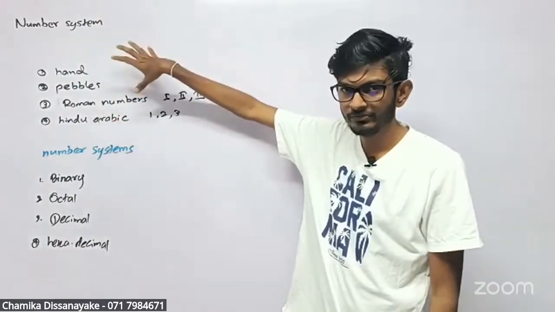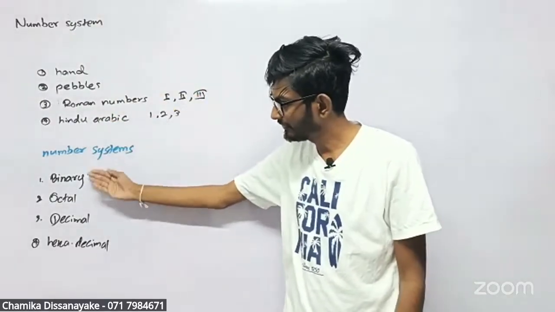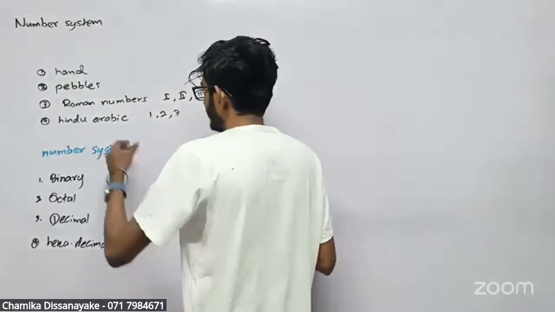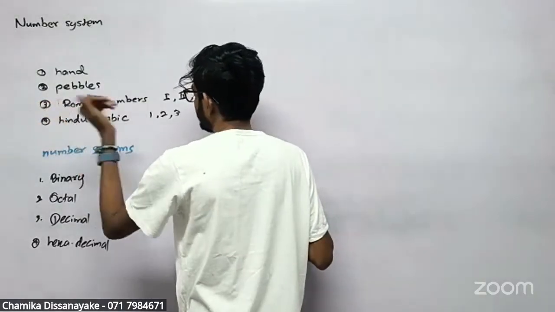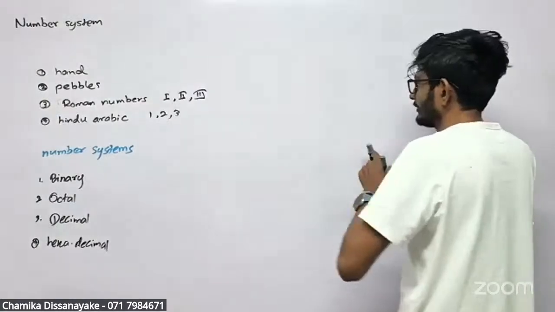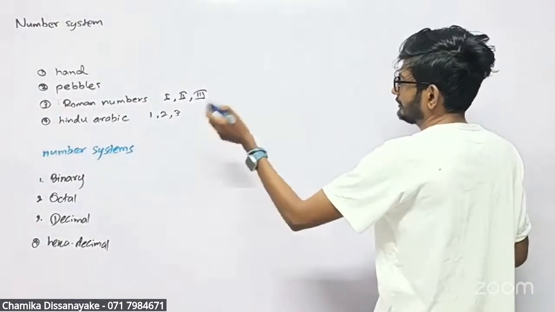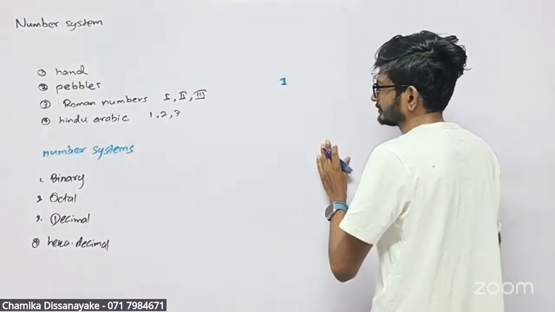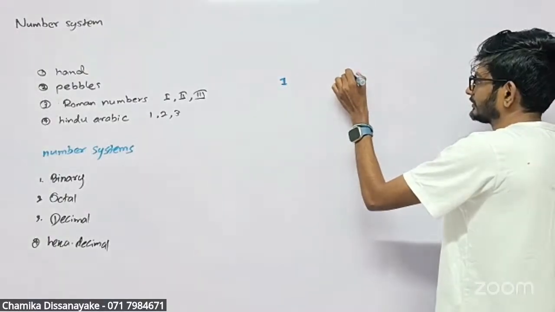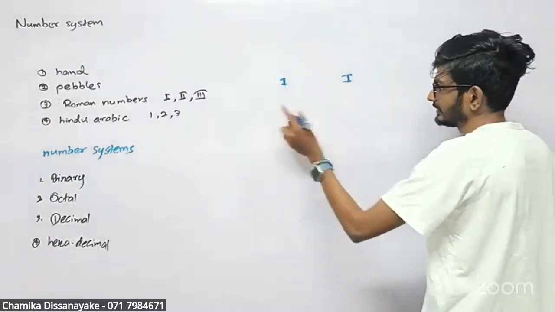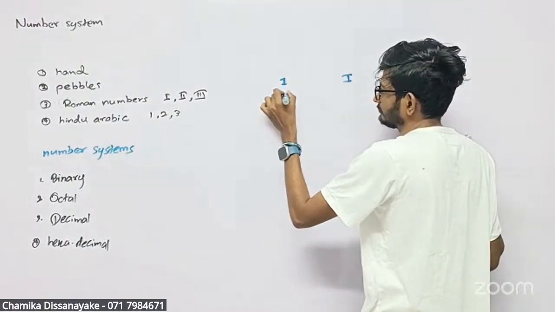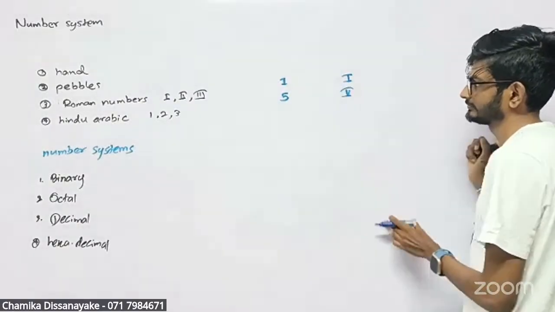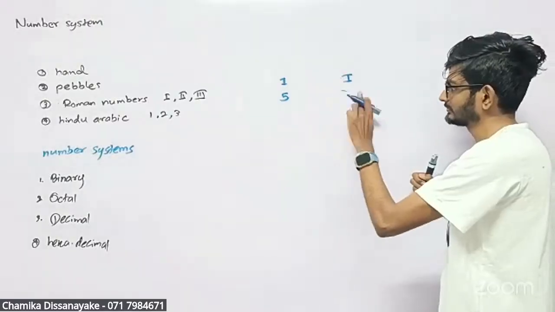So in this lesson, we are going to learn how to convert within these four number systems. Let's take an example of Roman and Hindu Arabic numbers, those two number systems. In the Hindu Arabic number system, we write number one as this notation. In Roman numbers, we use this notation. Like number 5, we write like this in Hindu Arabic. So here we write just V.